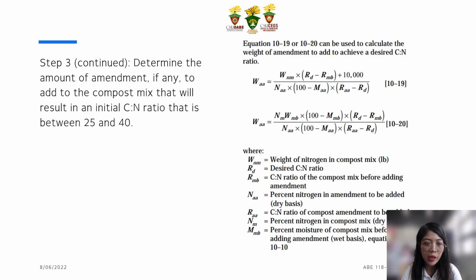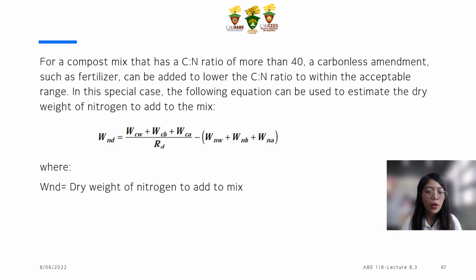So next, determine the amount of amendment, if any, to add to the compost mix that will result in an initial CN ratio between 25 and 40. So this equation can be used to calculate the weight of amendment to add to achieve the desired CN ratio. So after the amount of amendment to add has been determined to correct the CN ratio, the design process then returns to step 2. Now, if no change is necessary in step 2 and step 3, the compost mix design process is complete.